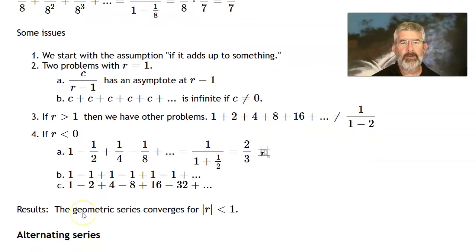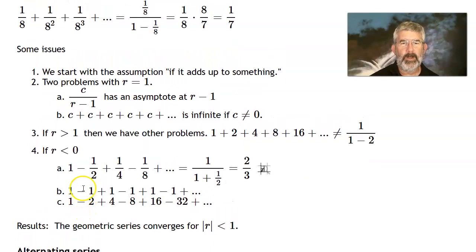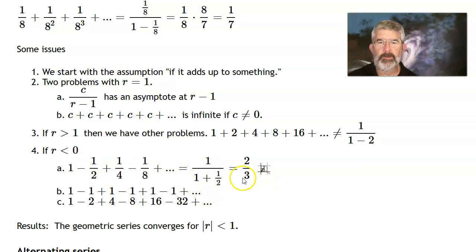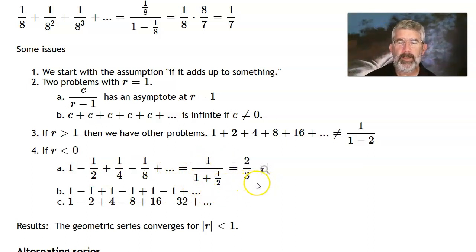So for instance, here is using c equals 1 and r equals minus a half. So minus a half plus a fourth minus an eighth. I keep multiplying by negative a half each time to get to the next one. Now this, in fact, does add up to something finite. It adds up to 2/3 according to the formula, and I would say according to other ways of thinking about it. And I'm going to click on this link to see another way of thinking about it.